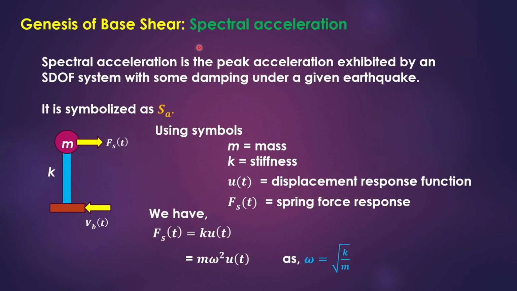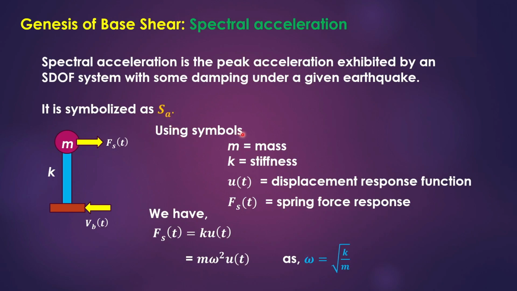Now let us understand what is spectral acceleration, which comes into play in the base shear formula. Spectral acceleration is the peak acceleration exhibited by a single degree of freedom system with some damping under a given earthquake. More details of this we may go into some other video. Here this much definition is sufficient, and the spectral acceleration is symbolized by the symbol S suffix A.